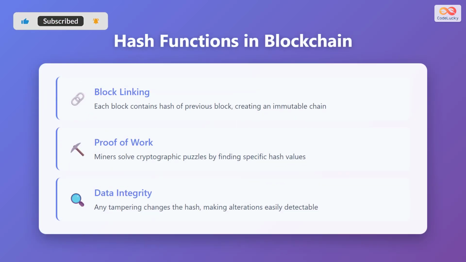Hash functions play three crucial roles in blockchain technology. First, they enable block linking by embedding the hash of the previous block into each new block, creating an immutable chain where any alteration becomes immediately detectable. Second, they power proof-of-work mining, where miners compete to find specific hash values that meet difficulty requirements. Third, they ensure data integrity by making any tampering with transaction data instantly visible through hash mismatches.